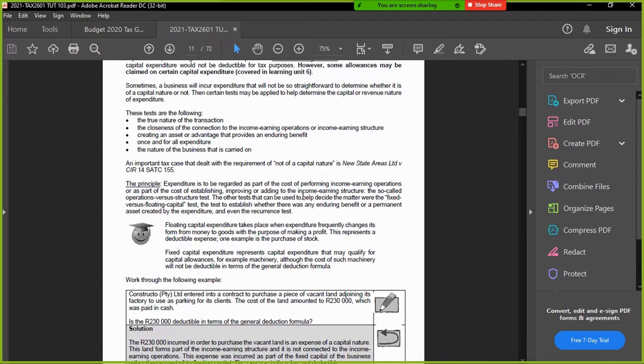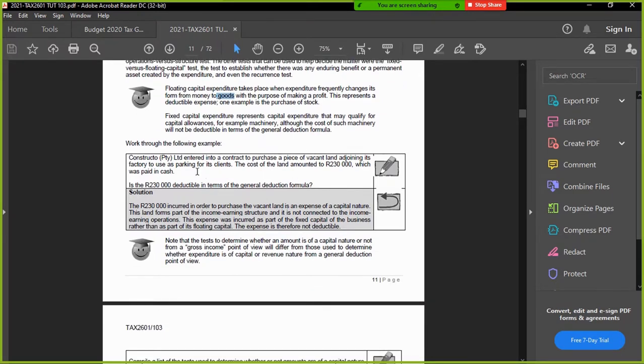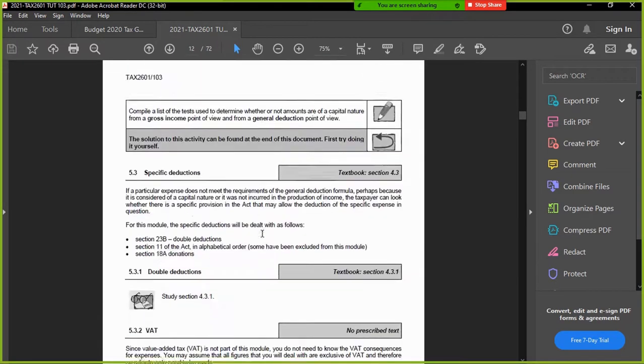It's always a debate. If I buy machinery, machinery is obviously capital. If I buy goods, goods are obviously income. Another example here that you can have a look at, and then let's see what else they give you.